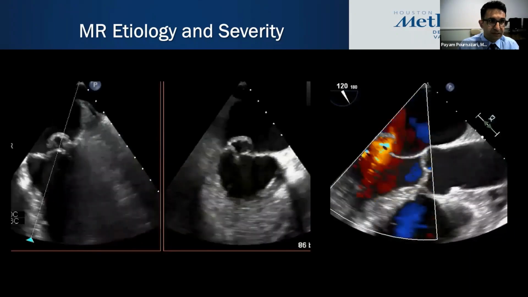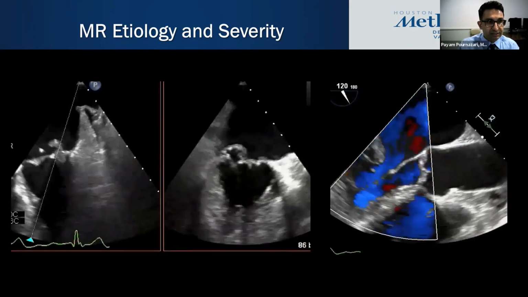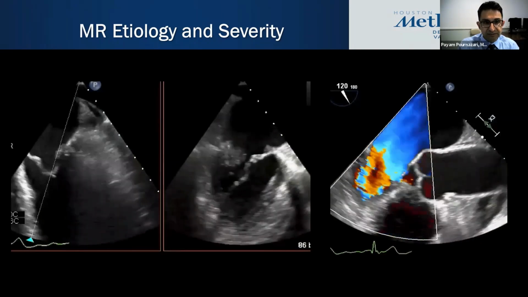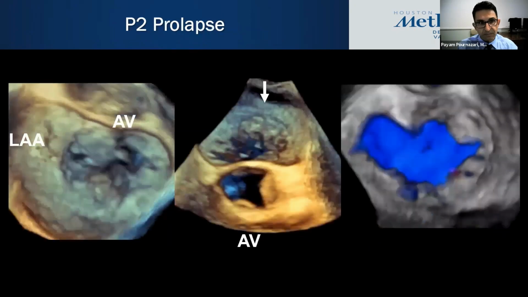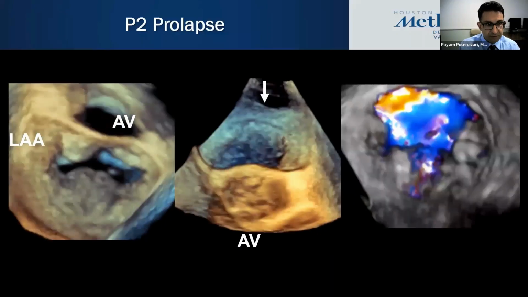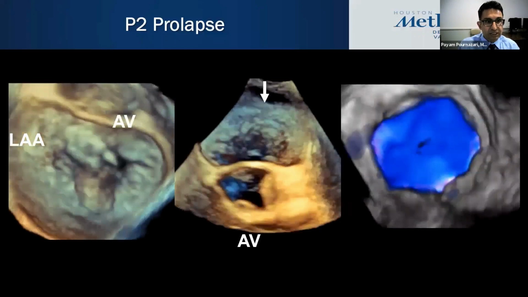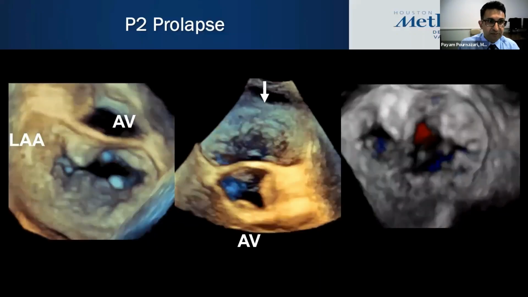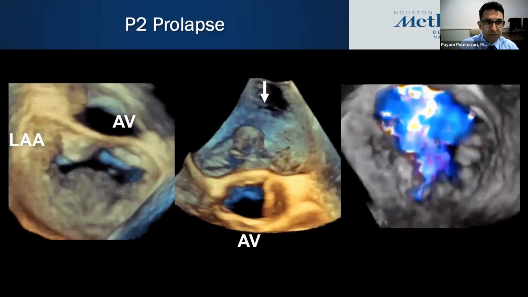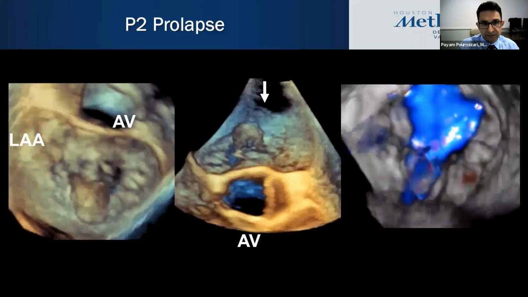This is a case of prolapse P2 with a flail chordae, as can be seen clearly on the left image, with an eccentric severe mitral regurgitation. This was confirmed on 3D imaging. You can see the severe prolapse of the P2 in the left image, and in the middle image, there's a more off-axis view with the mitral valve at the 6 o'clock instead of 12 o'clock to look at the image better, and the color flow in 3D.